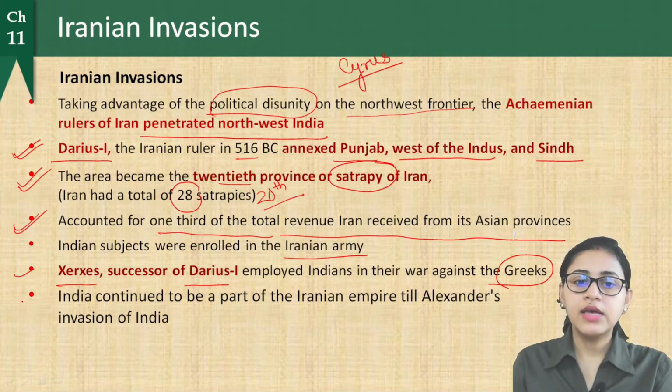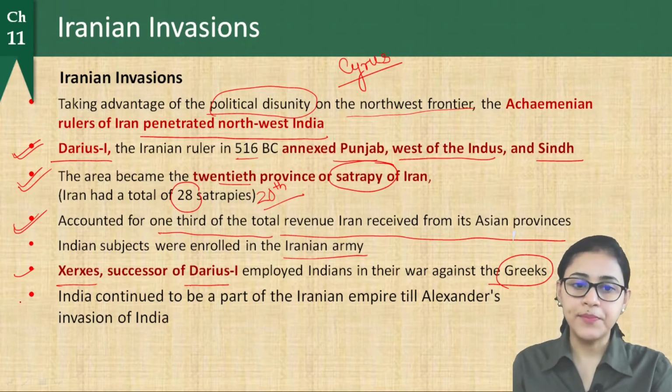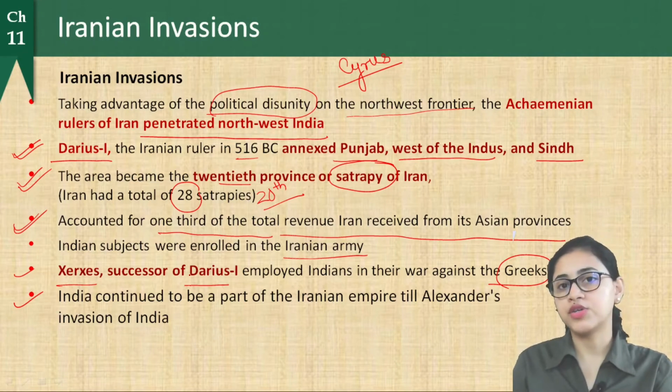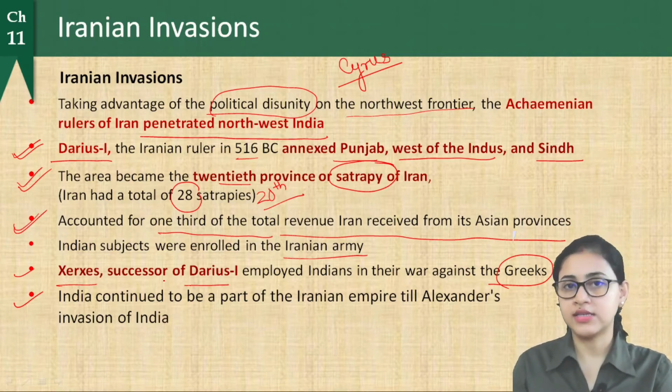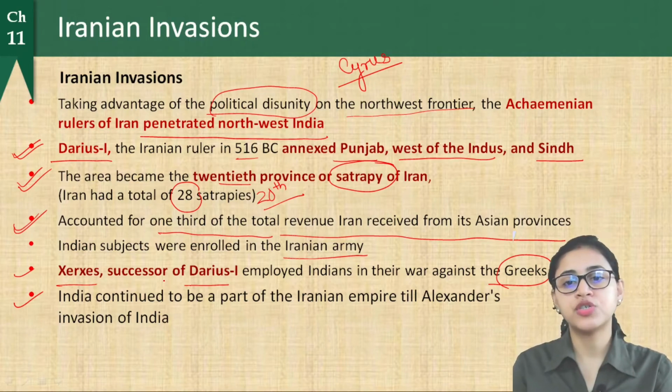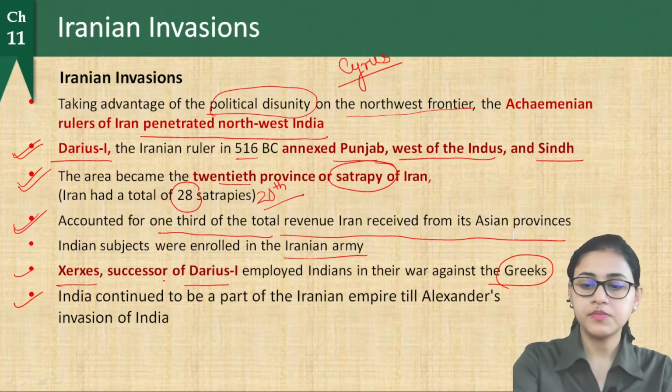And these parts of India that were acquired by Darius I continued to be a part of the Iranian Empire until we have Alexander's invasion in India. We will talk about that in detail in our next lecture, how these territories were again conquered by Alexander.